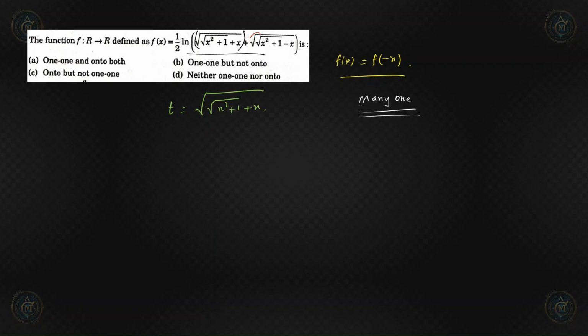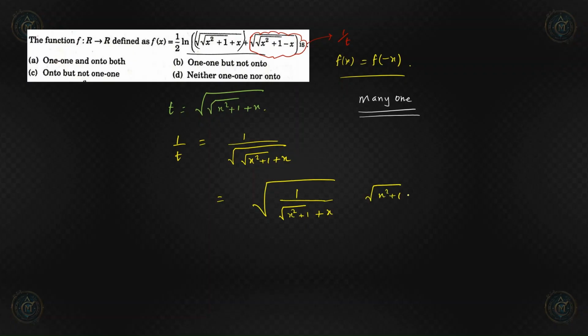What will be this expression? This expression will be simply 1 by t. How? Because let's say we calculate 1 by t. So this becomes 1 by under root x square plus 1 plus x, right? So this becomes 1 divided by root under x square plus 1 plus x. And this thing is clearly root under x square plus 1 minus x, right?